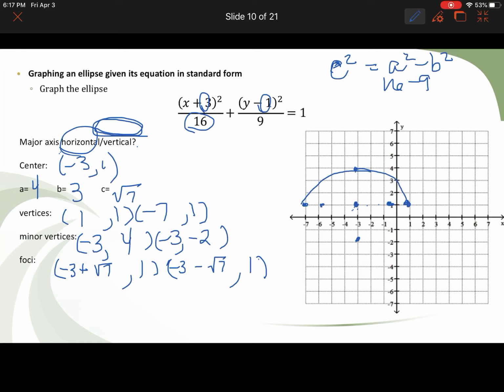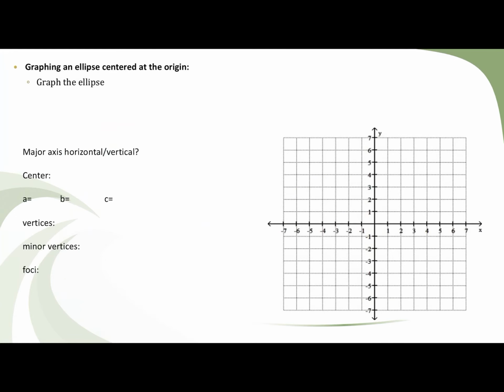Now, here's what my ellipse looks like. So try not to make it totally look like a football. The ends are kind of curved. It's more like a rugby ball, you could maybe say sometimes. But that's what it looks like from our equation, okay?